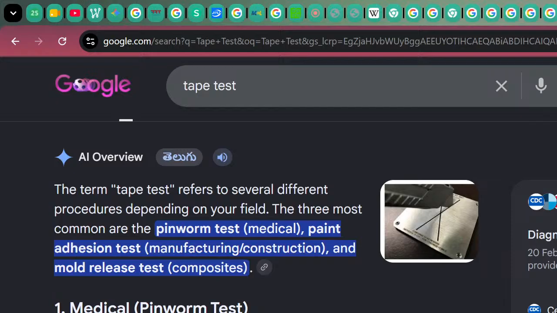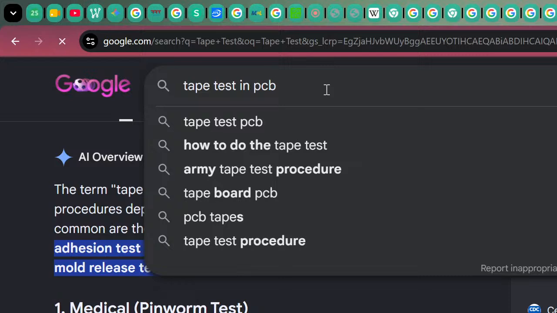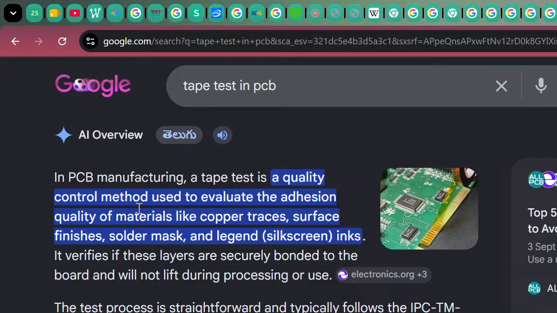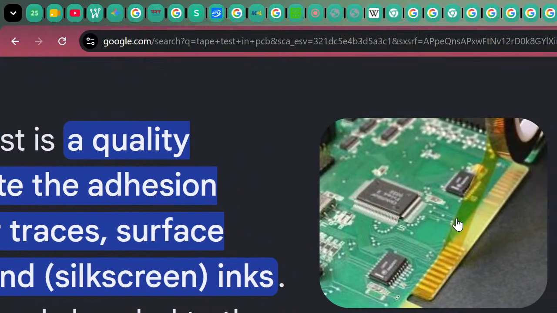Coming to the tape test, there are so many tape tests you need to specify in PCB. In PCB manufacturing, a tape test is a quality control method used to evaluate adhesion, which means when we have materials in contact with each other. Adhesion means in touch with each other. How strongly these three materials, copper, nickel, and gold, are connected with each other, the adhesion force exhibited between them, can be tested with the help of the tape test. The name is difficult, but the actual procedure is simple.